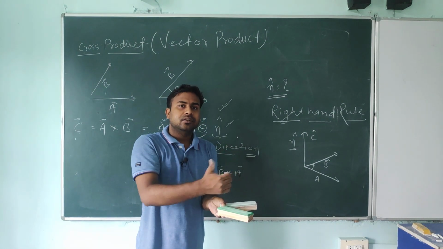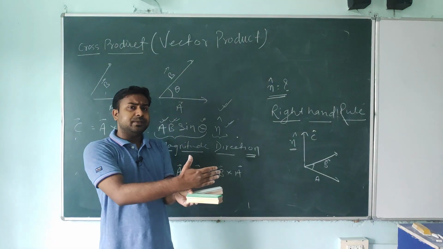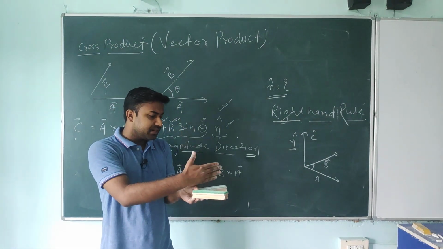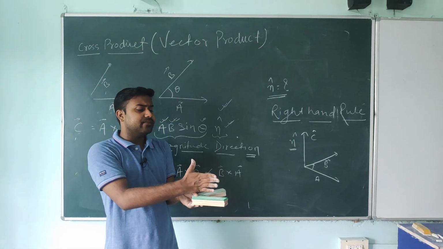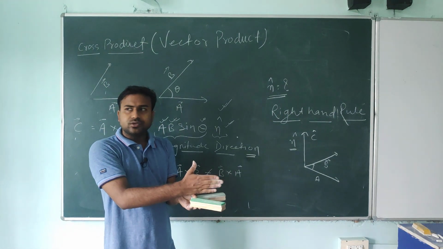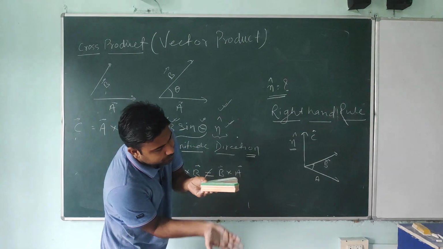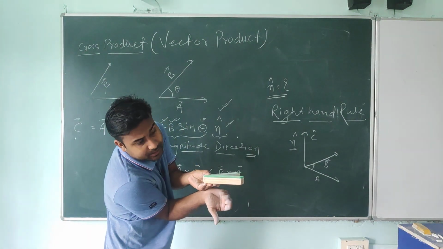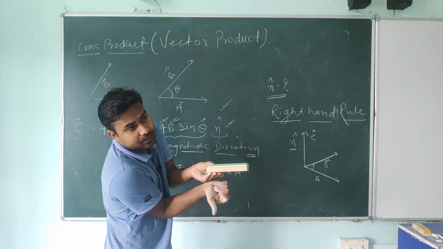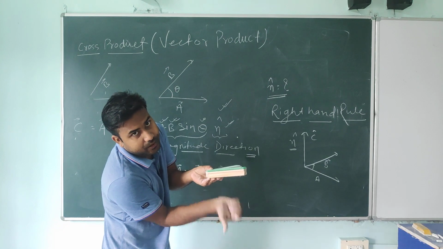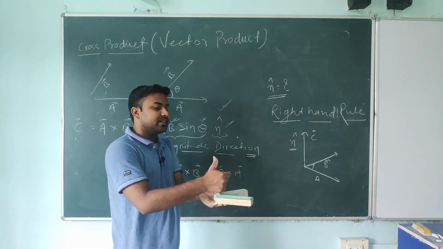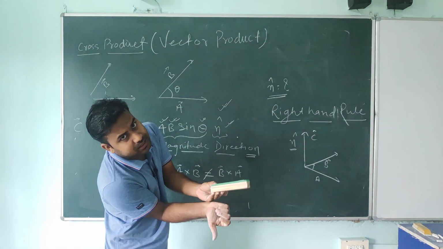But if you put your hand on the B vector and try to curl your fingers towards the A vector, naturally we can't curl. Okay? So what do we have to do? We have to put our hand like this. Then we are able to easily curl our fingers. And this is the direction of B cross A. So look at this. A cross B is upward and B cross A is downward.